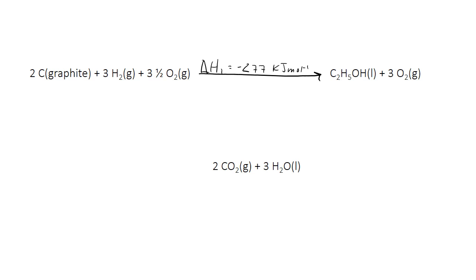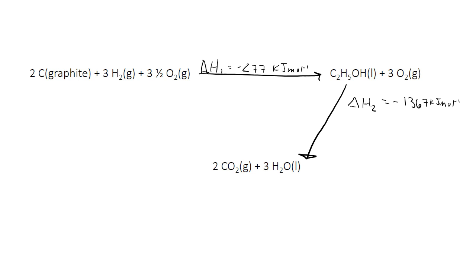Then, when you react the ethanol with the oxygen, you make carbon dioxide and water. It's a combustion reaction, so we're going to burn that ethanol. That will also have a delta H, and we're going to say this is delta H2. When we burn that ethanol, it is going to release 1,367 kilojoules per mole.